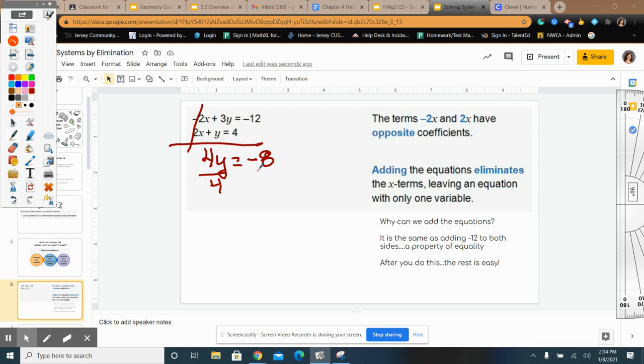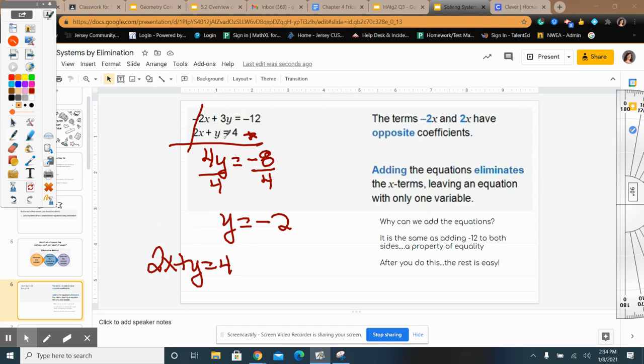Divide by 4, and I get negative 2. That's the y value. Now, after you do that and you eliminate it, you need to find the last variable, the x variable. And you could pick your equation, whatever one you want. I always pick the one that looks easiest to me. So I'll go with the 2x plus y equals 4.